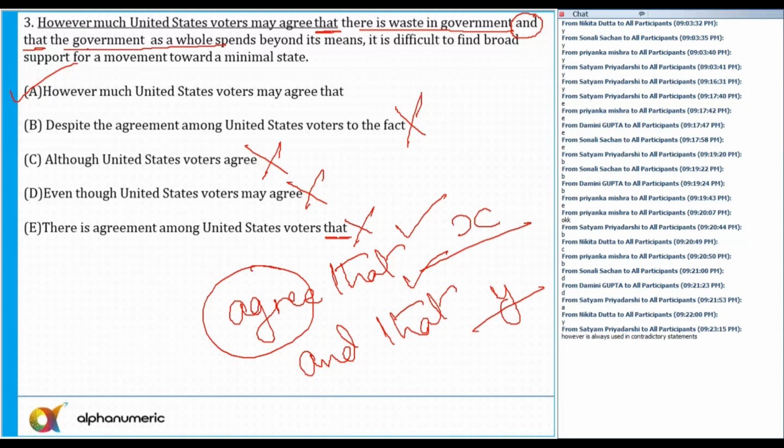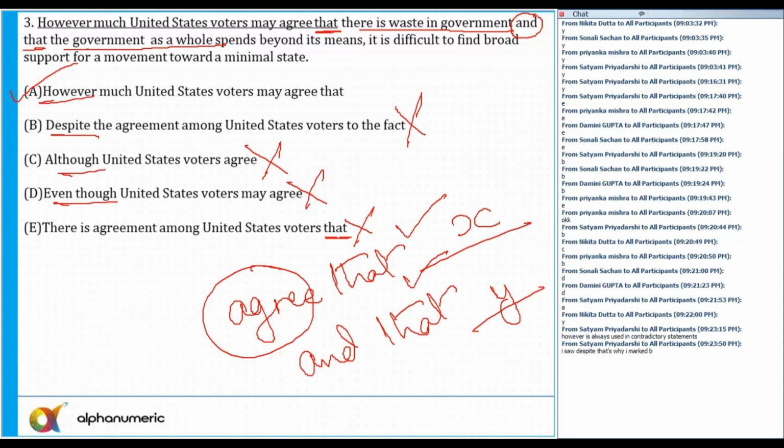However, yes, obviously, Satyam. However is a transition word which shows contradiction. Yes, of course. However is always used in contradictory statements. Absolutely. So these two statements are contradictory. People agree that there is waste in government, but nobody is going to do anything about it. That word but is represented by however. However, although, despite, even though, all these are all right.